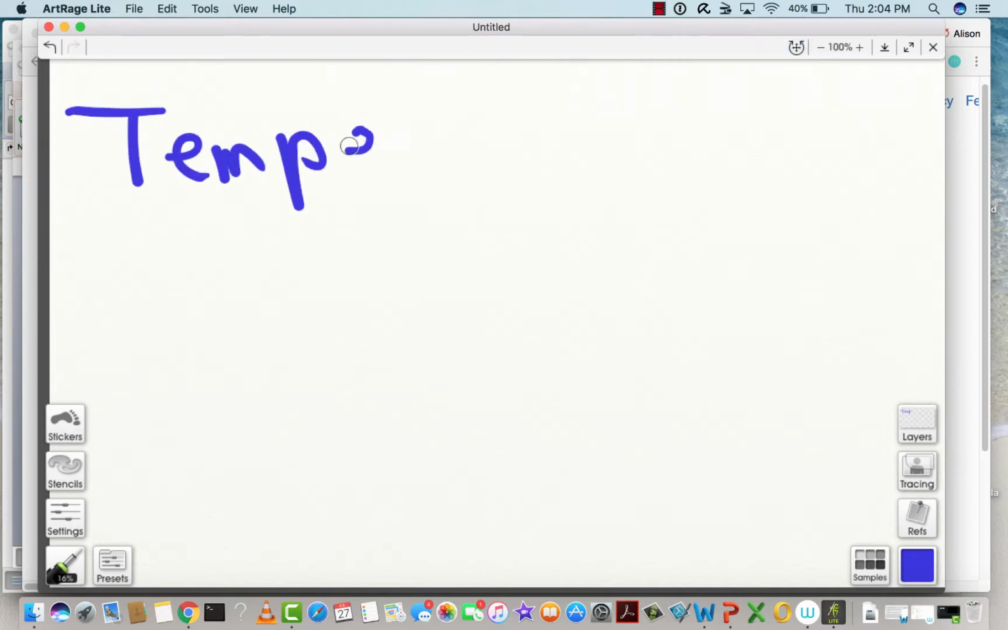When you pull up a weather app to look at the forecast, it's always going to tell you what the temperature is going to be. So this may be the most important thing.